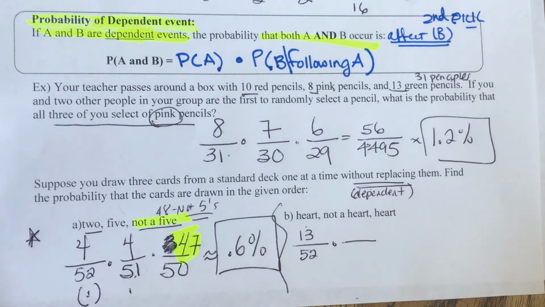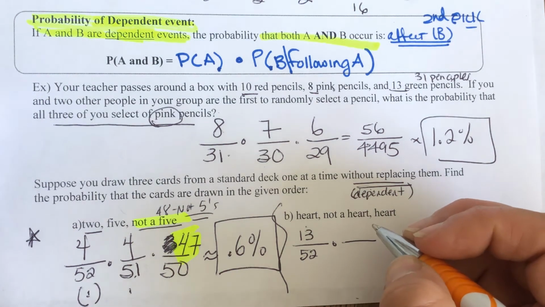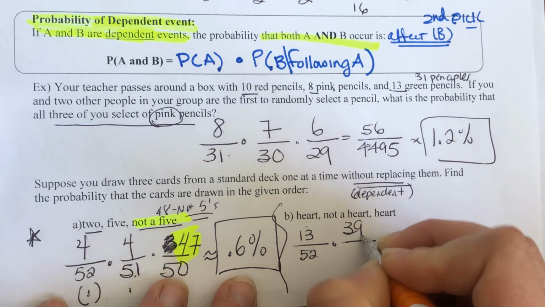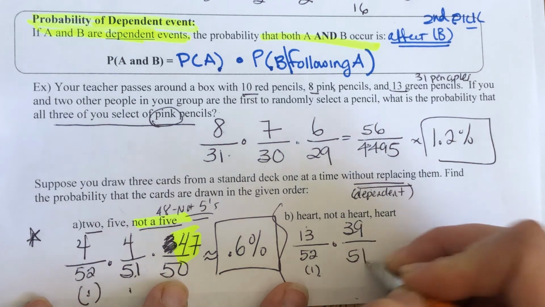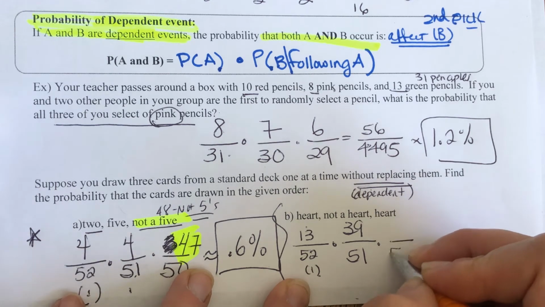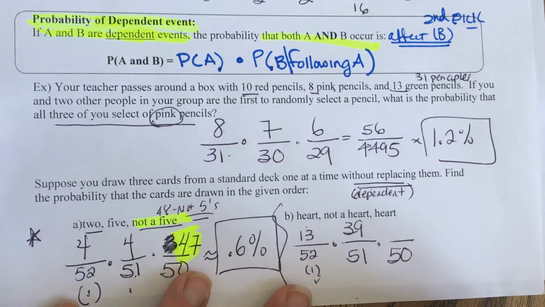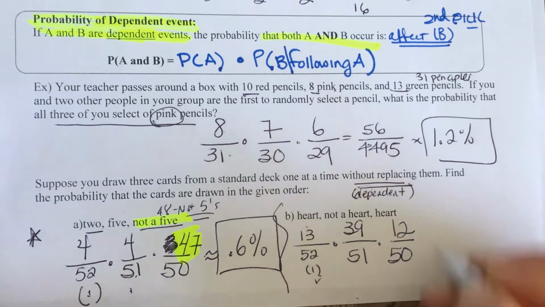That's fine. Not a heart. So there are 39 cards that are not hearts, and one of them is here. One card is here, so 51. And then hearts, well, we know there are 50 cards. One heart is here, so 12.